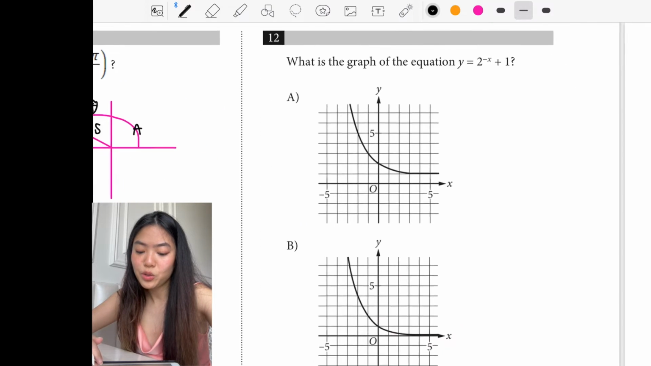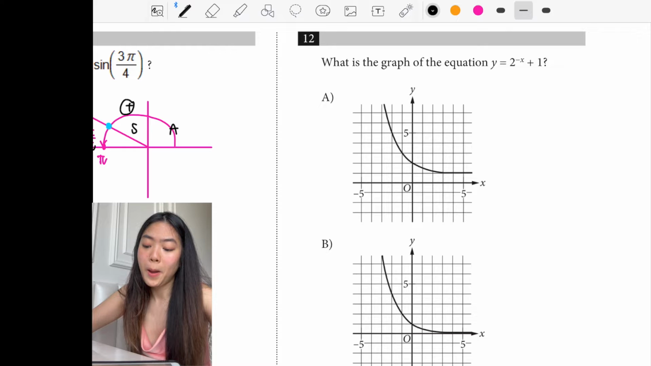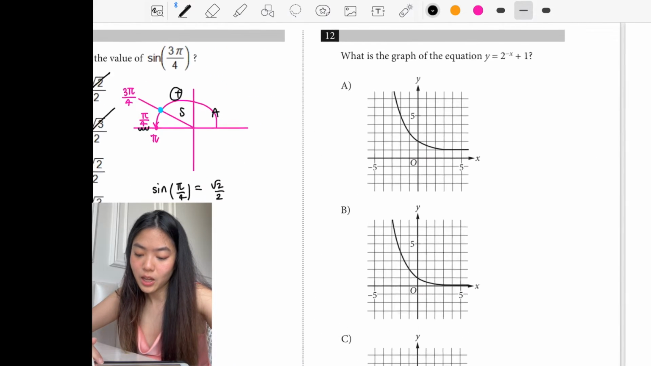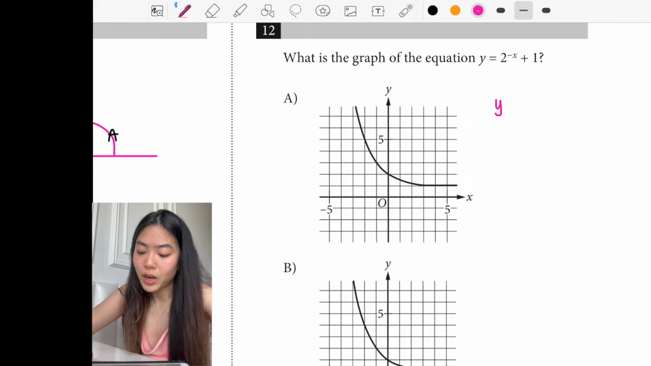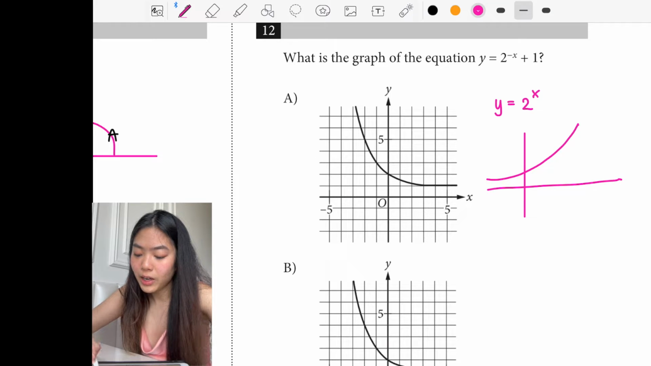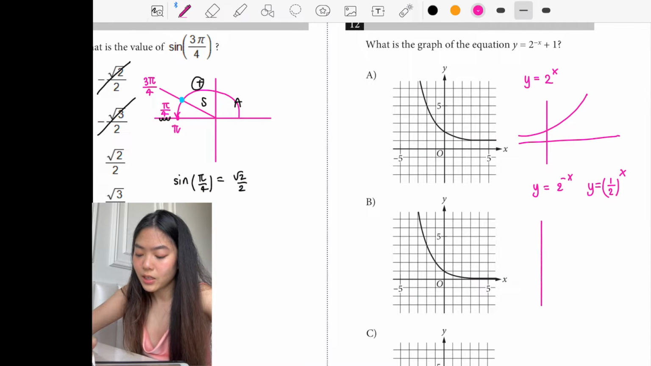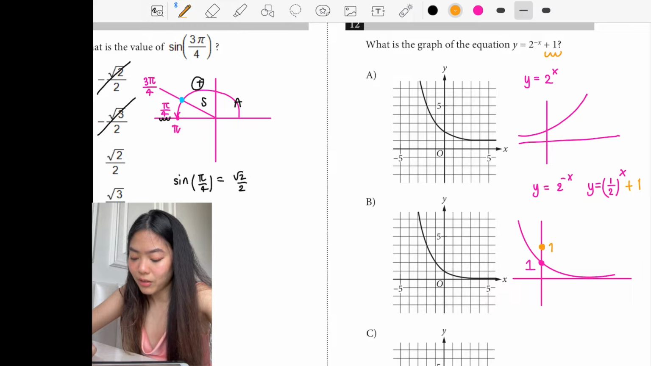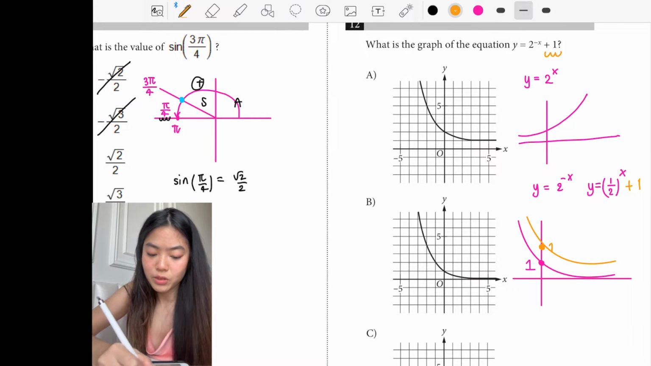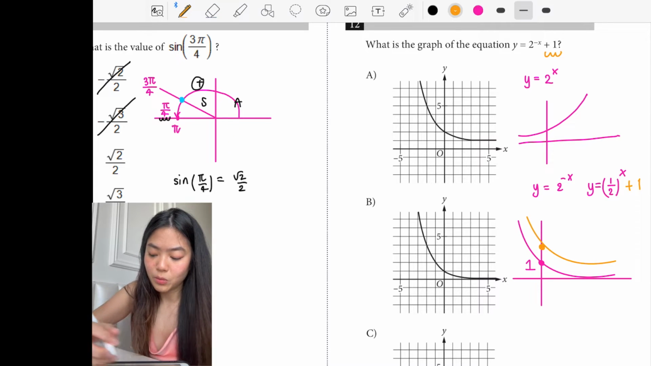Okay, next one, 12. What is the graph of the equation y equals 2 power negative x plus 1? We can think of it like this. y equals 2 power x is an exponential function. But y equals 2 power negative x equals a half power x, so this is going to be a decreasing function like this. It should cut here as the y-intercept at 1. But there is a plus 1 at the back, so it means we shift the graph up by 1 unit. Once we shift the graph, the y-intercept will equal 2.